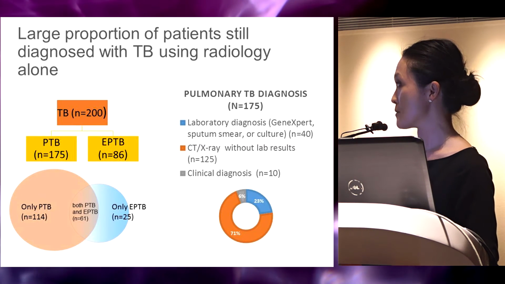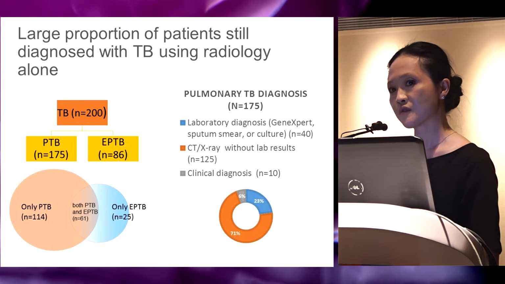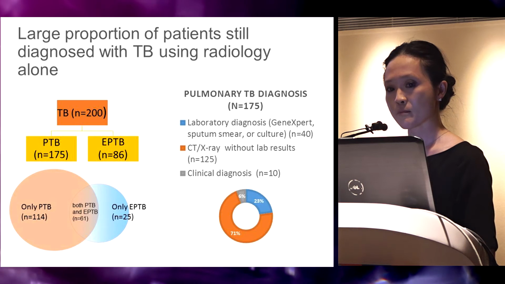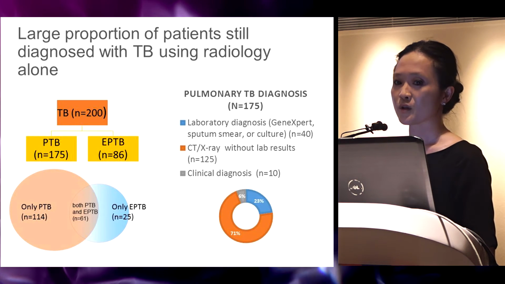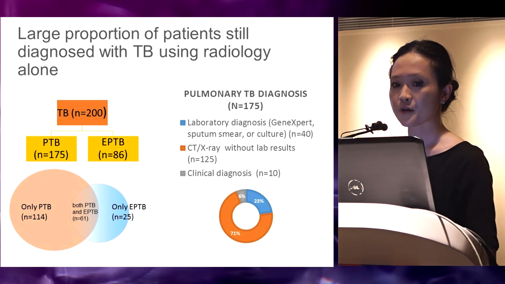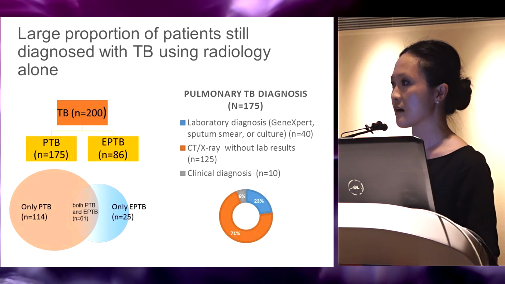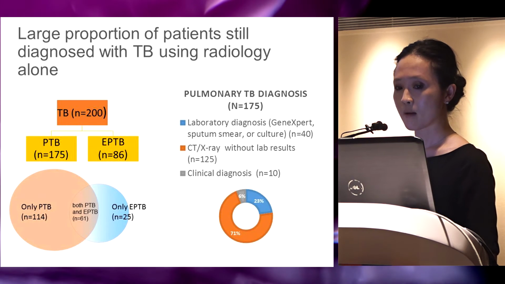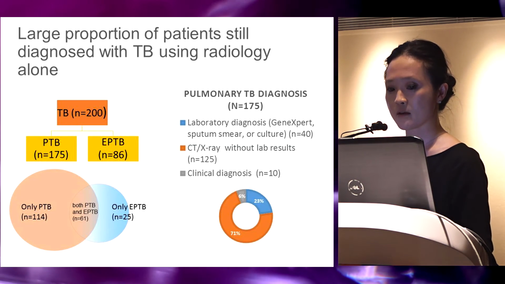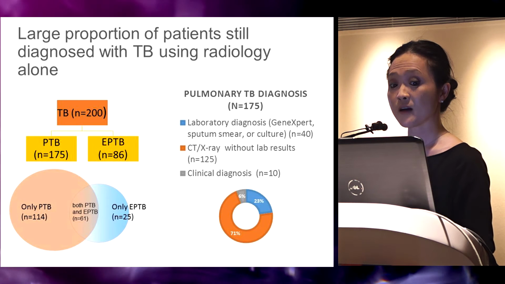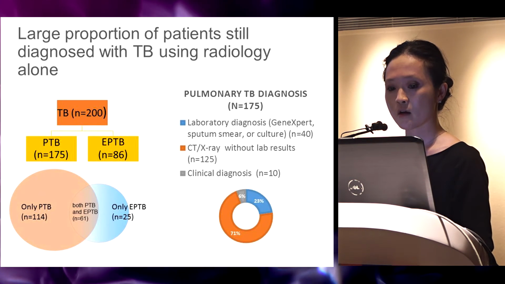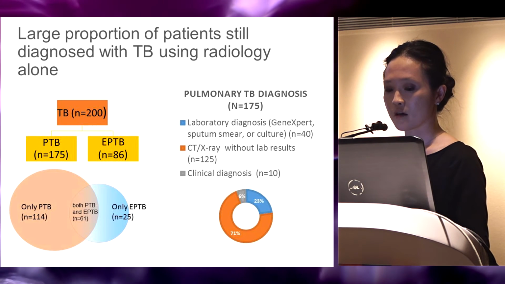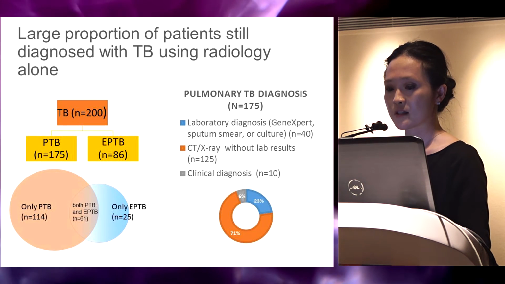So there's still a lot of work to be done, for sure, but this was just the first step. This was something that we did over a period of 6 months over the past funding year. There's a large proportion of patients who are still diagnosed with TB using radiology alone in the HIV population. So among the 200 patients diagnosed with TB, 175 of them had pulmonary TB or both pulmonary and extrapulmonary. So here you can look at the split of these 175 patients.